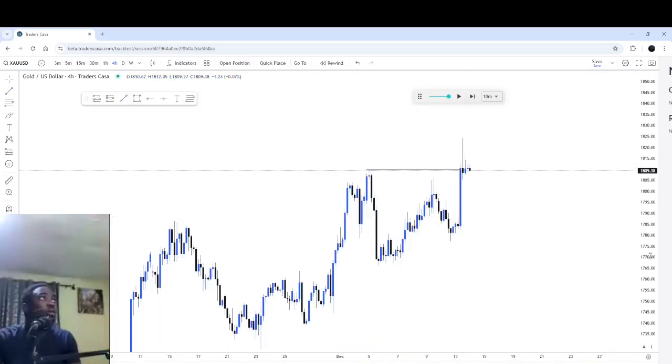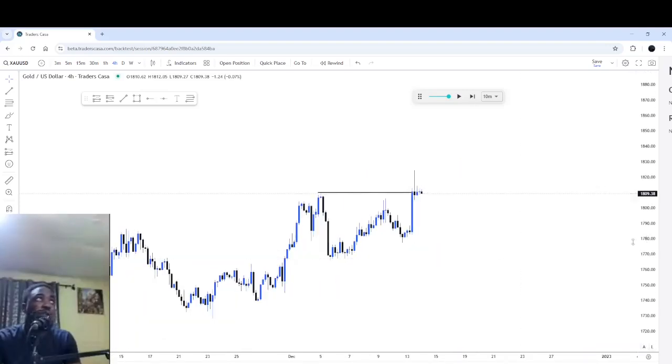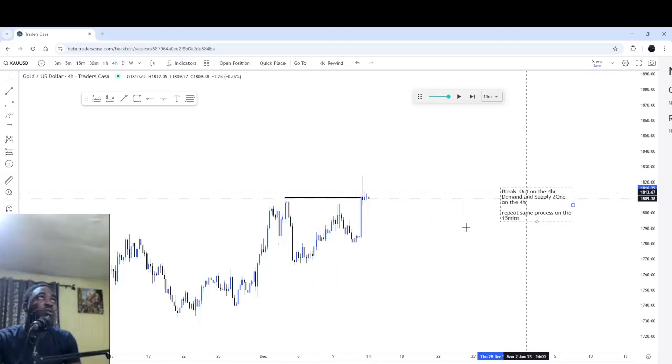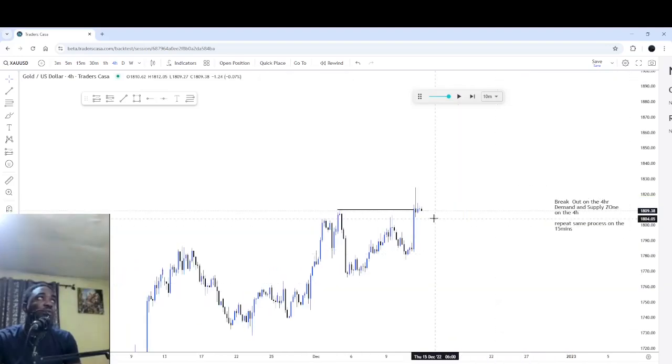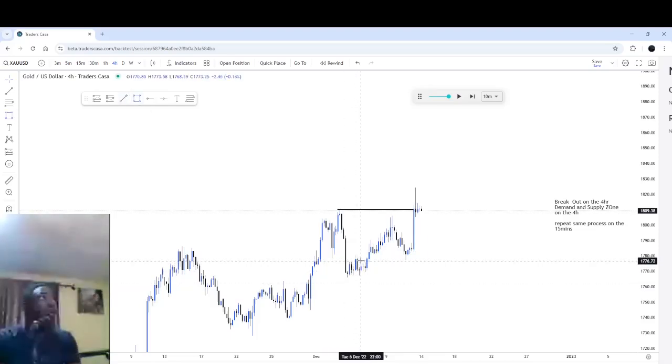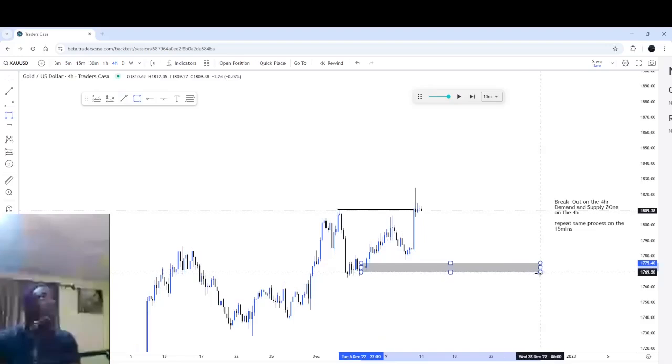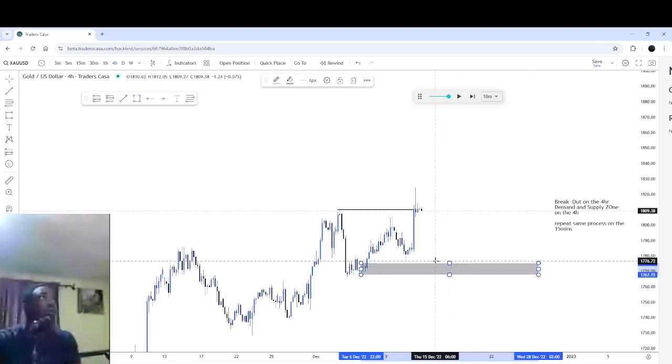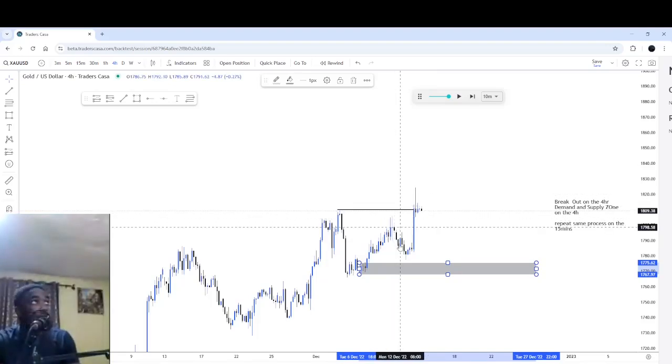You need to familiarize yourself with structures. This is a break of structure, and this is the last candle before. You can see a gap inside, so we use this candle. This is where we are looking. There's a demand zone. We would have used this demand zone, but with this push, price didn't break the structure over here, so we'll use the lower one instead.